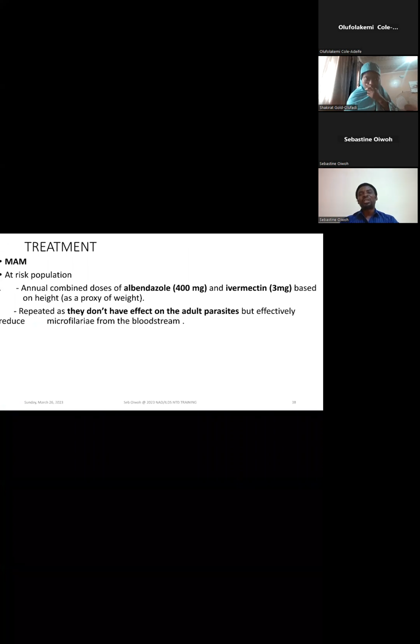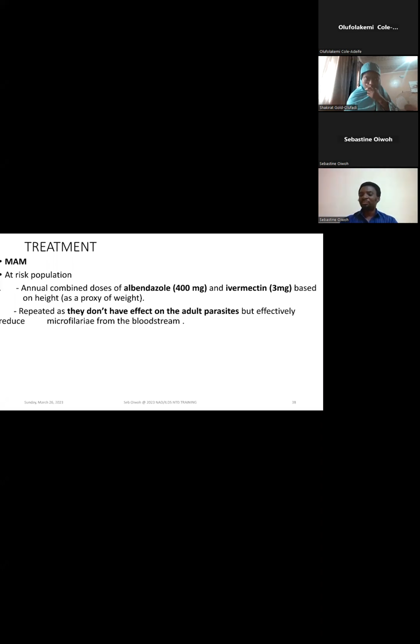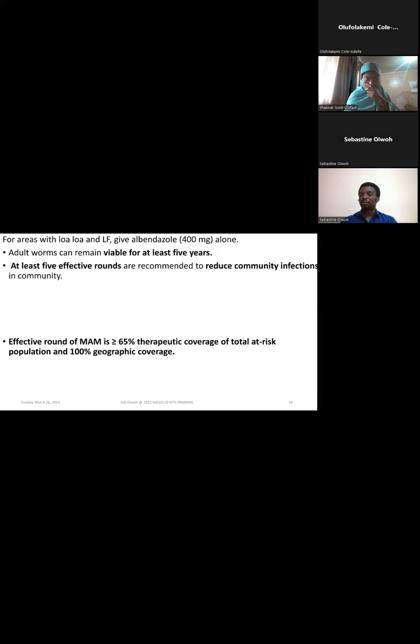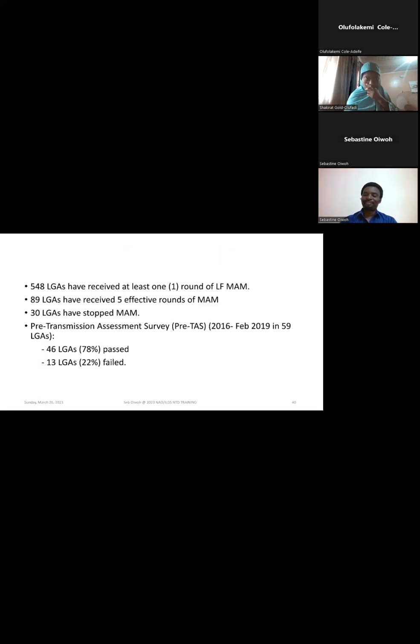Basically, the prevention is by the use of albendazole and ivermectin. This is given annually for about 5 years so as to cover the parasite, as once a year may not suffice to take care of the adult parasites. It's also important to note that we need at least 5 years of this to be able to achieve effective response, and this is by greater than 65% therapeutic coverage of the total at-risk population. We've mentioned this success story.